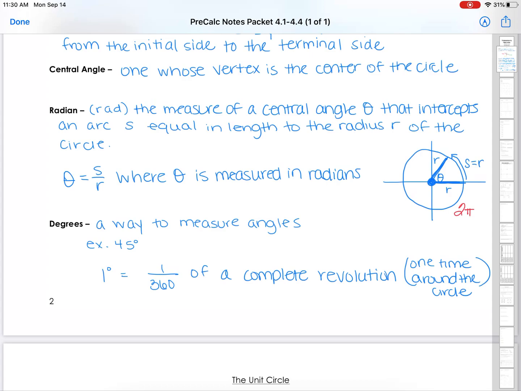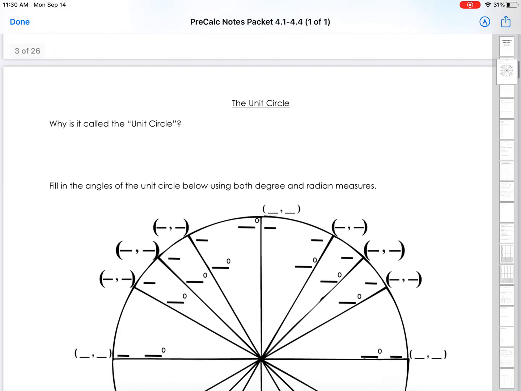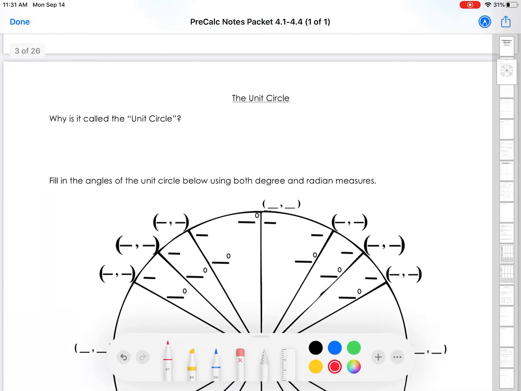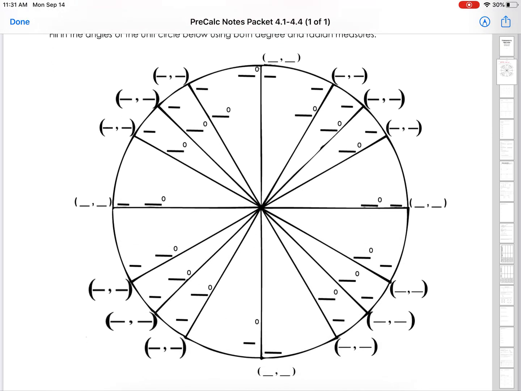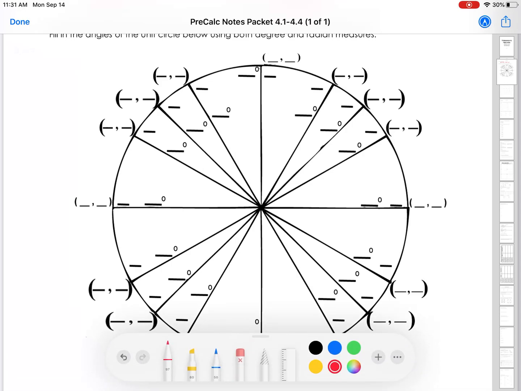Then we want to talk about the unit circle. Why are we going to call it the unit circle? Well, we call it the unit circle because it is a circle with a radius of 1 unit. We talked about this very briefly in class, but we'll continue when we were talking about the summer packet with this. So our unit circle can really be thought of a few different ways. We can look at this as radians, we can look at this as degrees. So let's start off with degrees, and it doesn't really matter what we start off with.